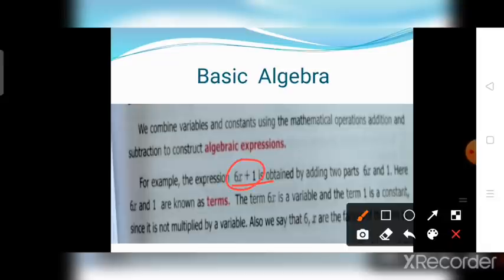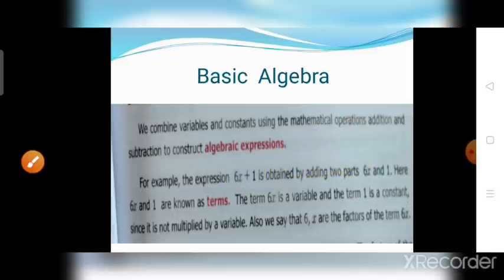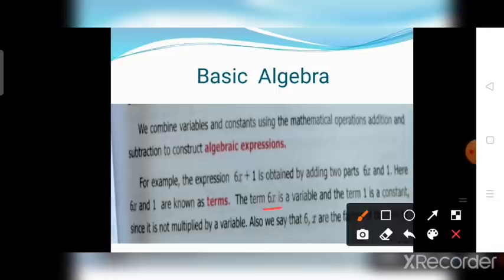This one is an expression. The expression equal to 0 means this one is an equation. The term 6x is a variable term and the term 1 is called a constant. Are you understanding? The variable term means x is the variable.